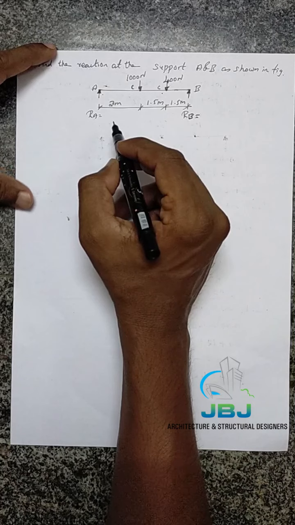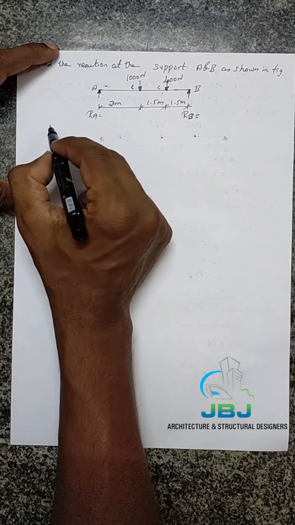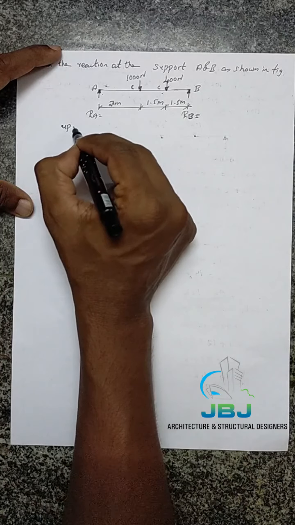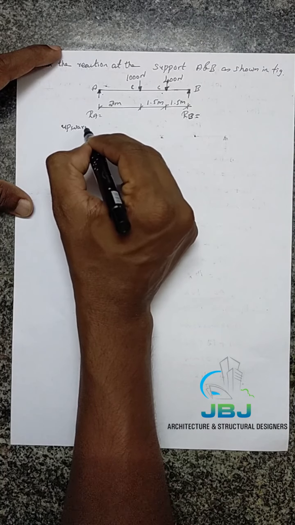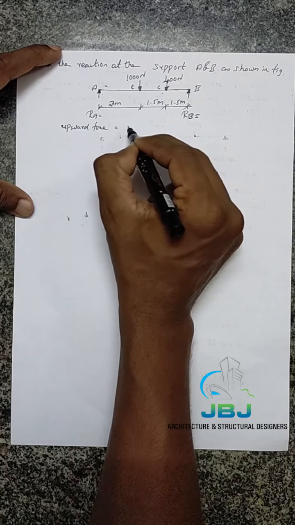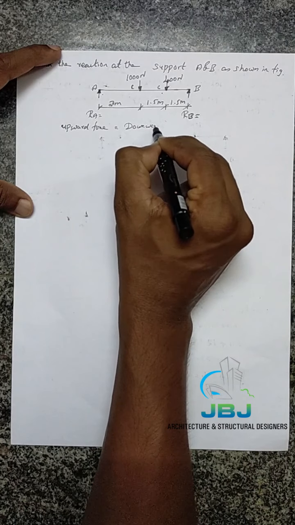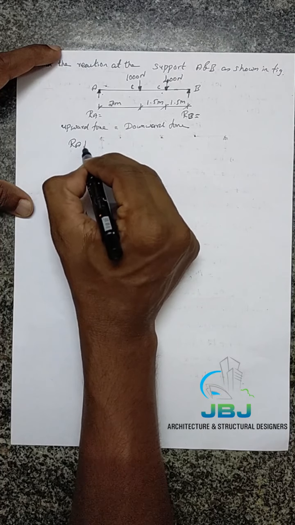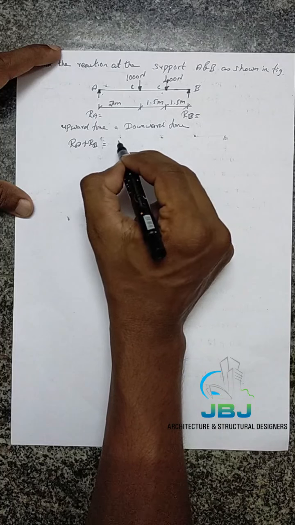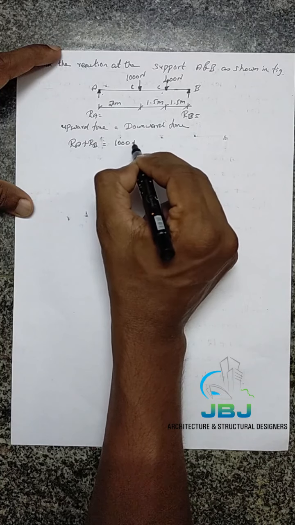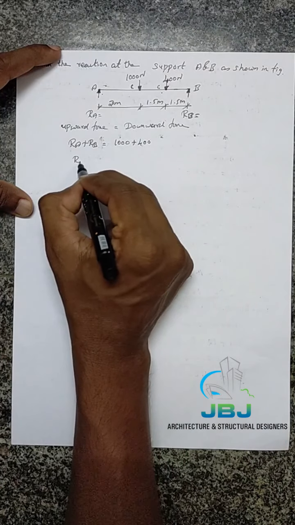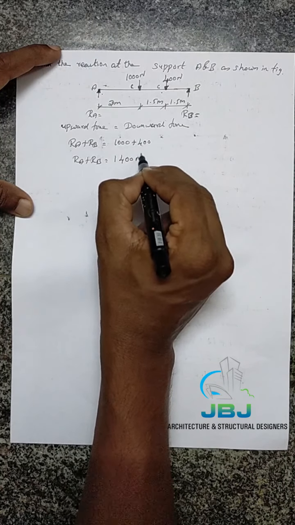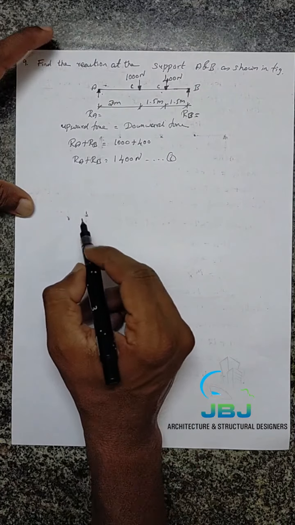How can we work it out? As the usual procedure, we know the condition, right? Upward force equal to downward force. So upward force is RA plus RB equal to downward force, 1000 plus 400. So RA plus RB equal to 1400 Newton. You can keep this as equation number 1.